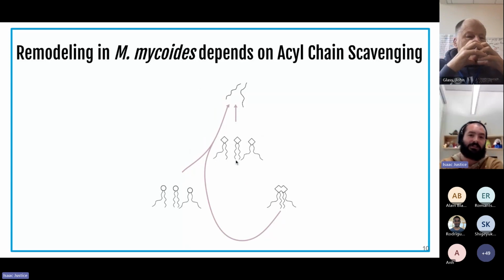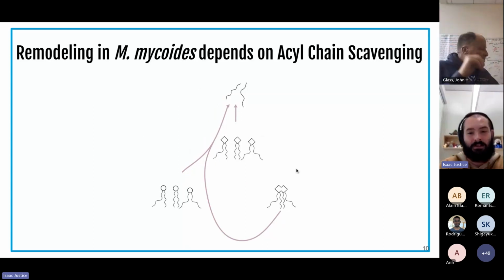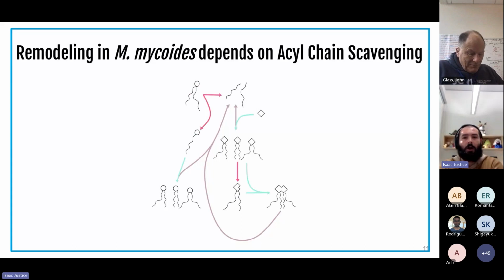And then, of course, once they've synthesized those lipids, lipase activity can allow them to cleave fatty acids from those lipids, replenishing their fatty acid pool. But it all depends on having access to acyl chains. That's how mycoplasmas achieve membrane complexity.